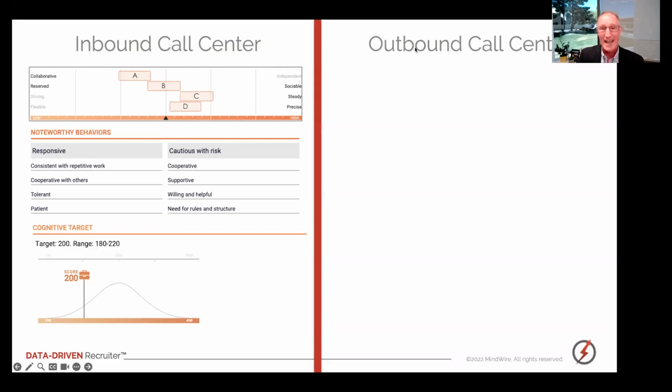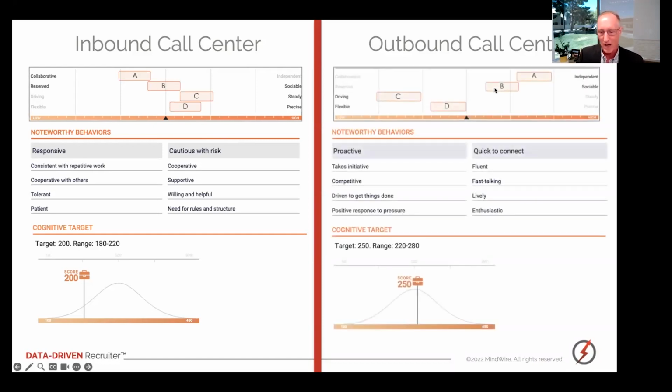What about if I have in that same call center, somebody sitting right next to that person or across the hall that is an outbound call center rep? What does this person need to do? Well, they need to go out there and make calls, sell stuff, collect money, right? Whatever it might be, make appointments.